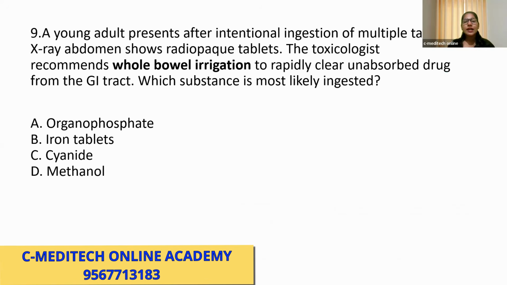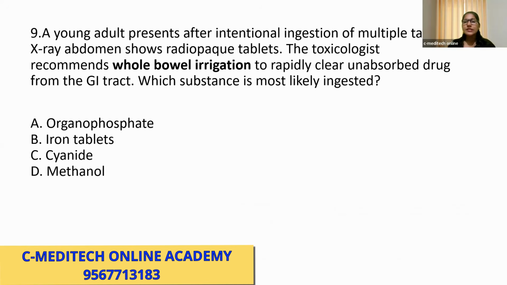Question number 9. A young adult presents after ingestion of multiple tablets. X-ray abdomen shows a radio-opaque tablet. Toxicologists recommend whole bowel irrigation to rapidly clear unabsorbed drug from the GI tract. Which substance is most likely ingested? Organophosphate, iron tablet, cyanide, methanol.